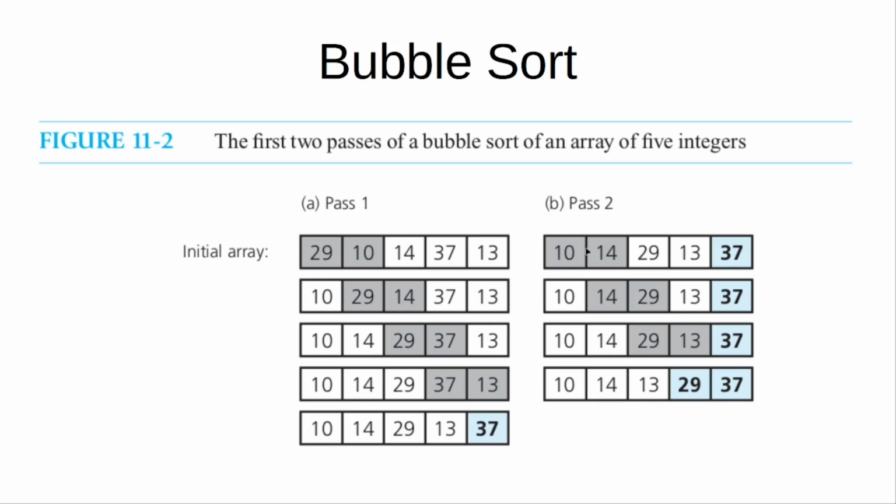All right, is 10 greater than 14? No, it is not. Move to the next element. Is 14 less than 29? That looks fine. And then it finally gets to 29 greater than 13, so perform the swap. And then after this second pass, once we have done this a second time, it has been sorted. So 10, 13, 14, 29, and 37 is a sorted array in ascending order. And that's how this one works.